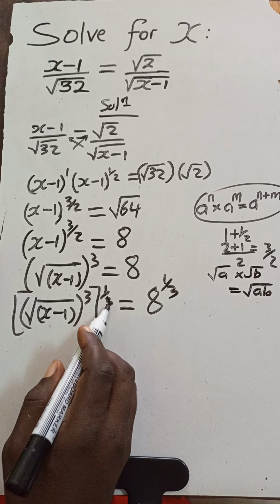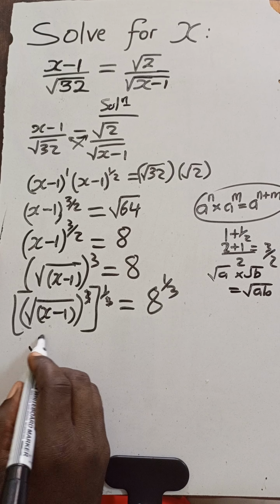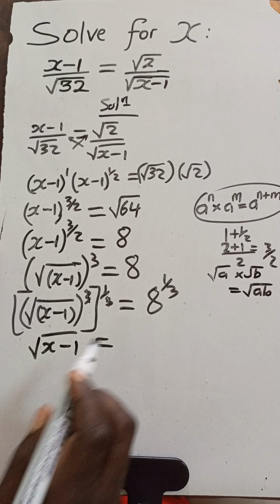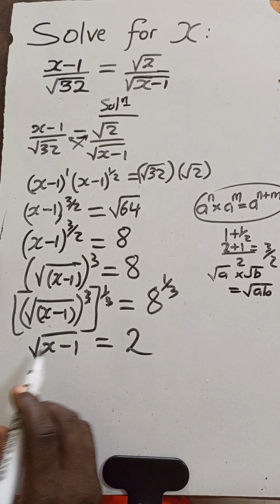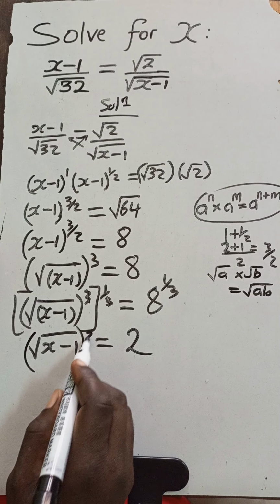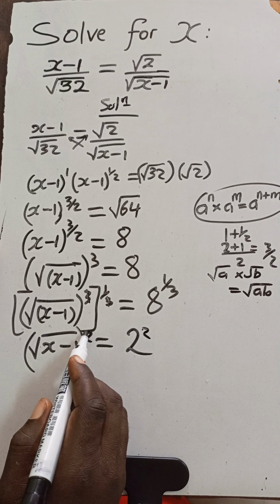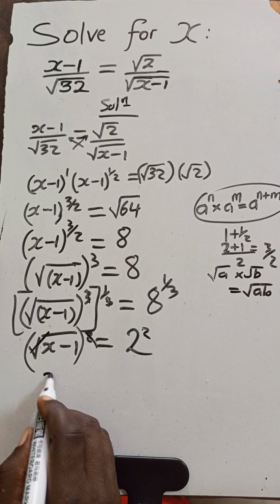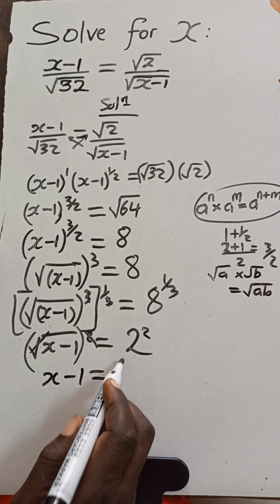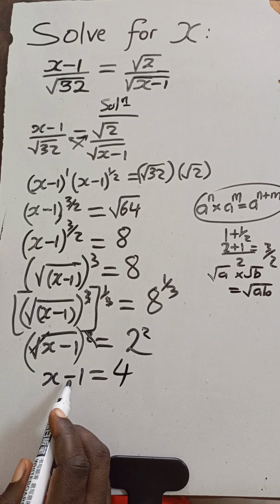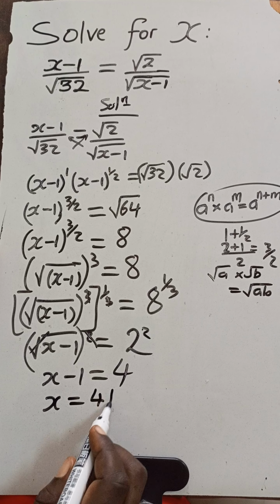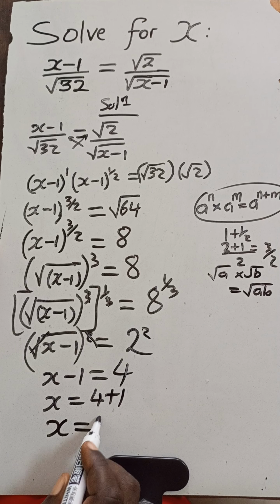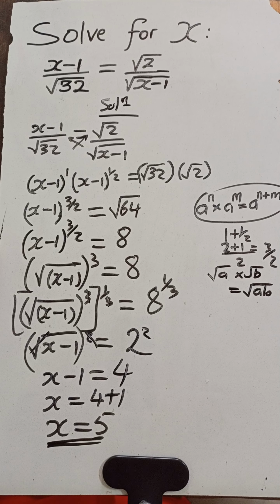So we can see this 3 cancels with this 3. And so we're left with the square root of x minus 1 is equal to the cube root of 8, which we all know is 2. Now, to remove the square root, we do the opposite of square root, which is square. We square both sides. The square will always cancel the square root. We're left with x minus 1 equals 2 squared, which is 4. From there, we take the negative 1 from the left-hand side to the right-hand side. It will become positive. So finally, our answer is x equals 5.